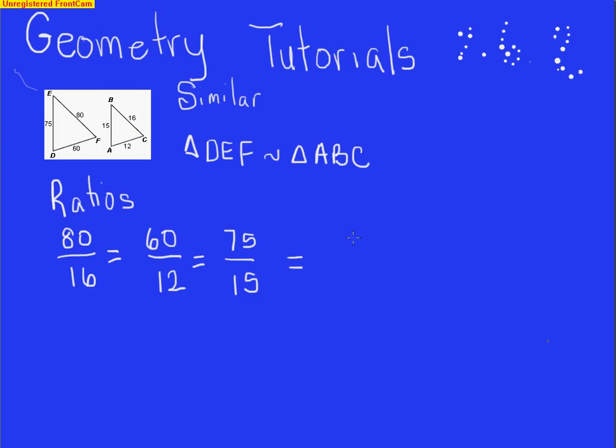Now, in order for these triangles to be similar, each of these ratios must reduce to the same common factor. So let's check. We have 80/16, and see, that would reduce, so we could divide by 8, right? And we would get 10/2. Oh, that's looking like a 5/1, right? So let's see.